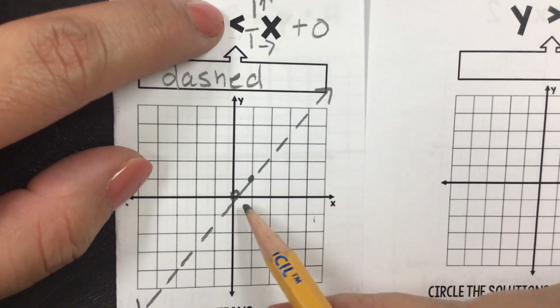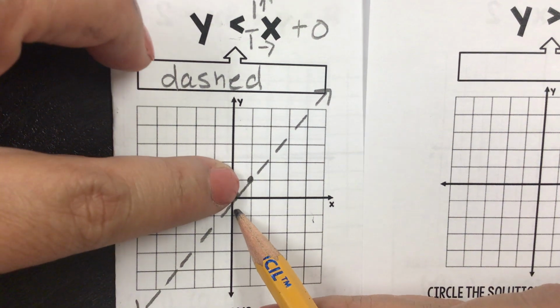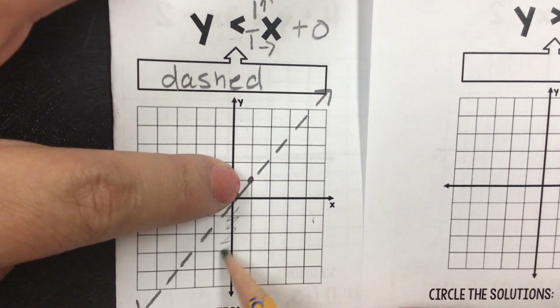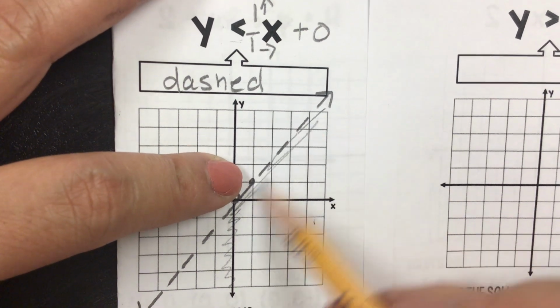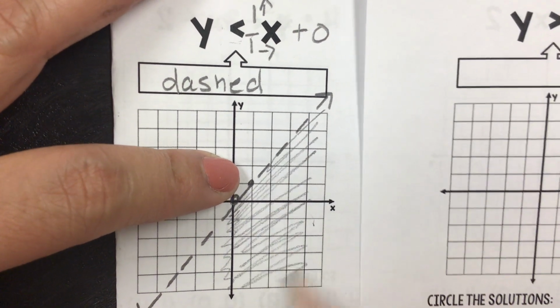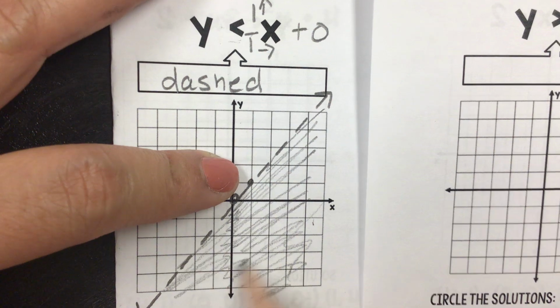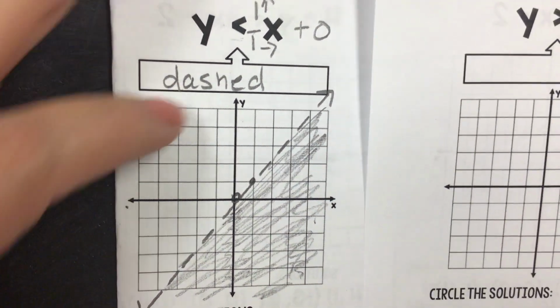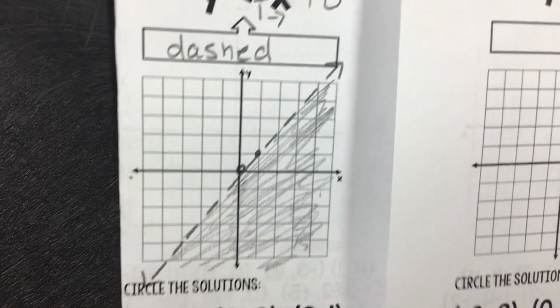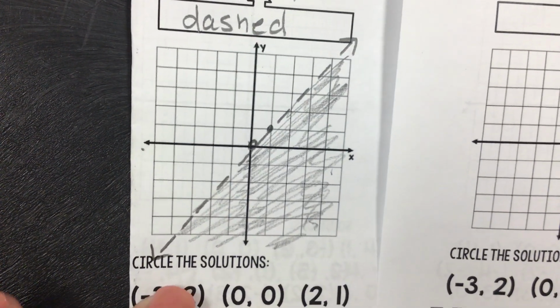Some students don't understand this very well. So below the line means that at the y-intercept, anything below would be what I want you to graph. But it's below the whole line. So this has possible solutions, and it says circle the solutions.